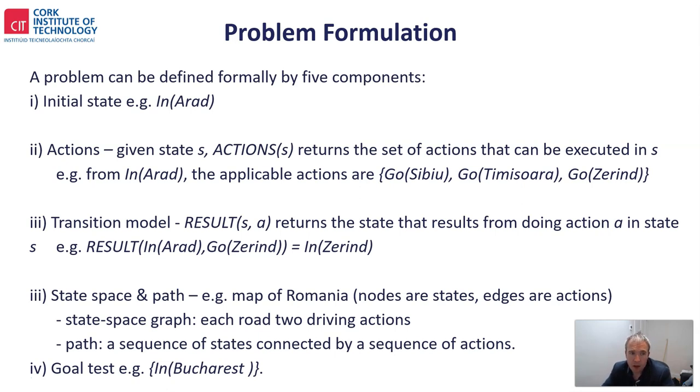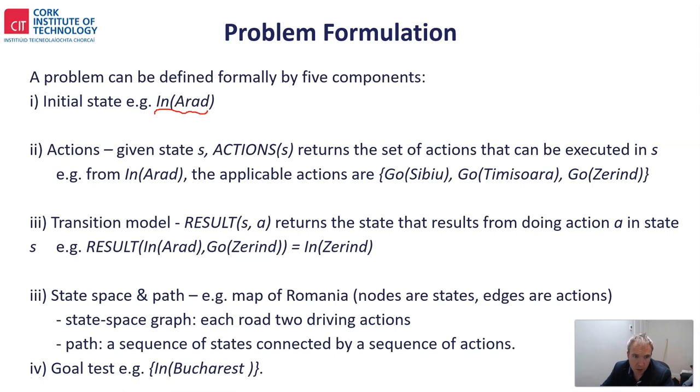So, a problem can be defined formally by 5 components. We have our initial state. So, the initial state for our agent in Romania could be described as In(Arad), as seen there. The actions: given state S, ACTIONS(S) returns a set of actions that can be executed in S. So again, if we take the example of In(Arad), our applicable actions are Go(Sibiu), Go(Timisoara), and Go(Zerind). So again, it's just a description of the possible actions available to the agent based on the current state.